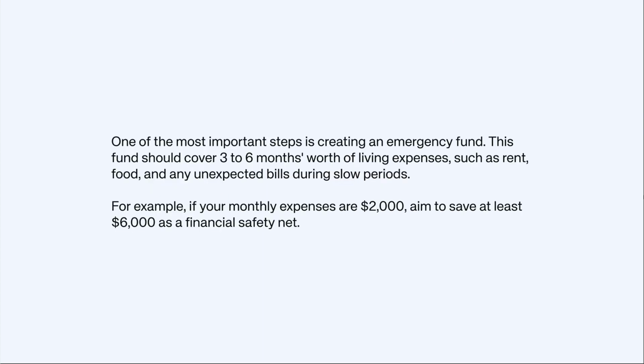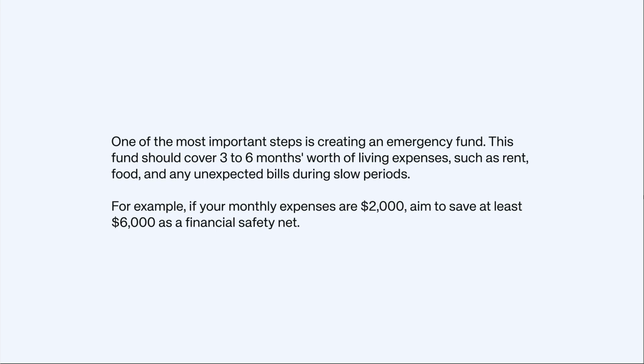This fund should cover 3 to 6 months worth of living expenses, such as rent, food, and any unexpected bills during slow periods. For example, if your monthly expenses are $2,000, aim to save at least $6,000 as a financial safety net. And obviously, when you are just getting started, your savings might be $0, and that's okay. Just keep saving steadily until you build up that emergency fund.